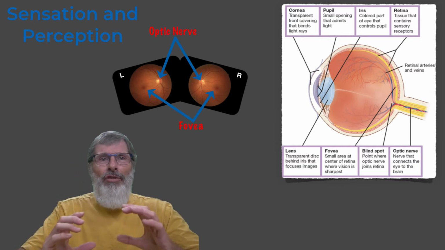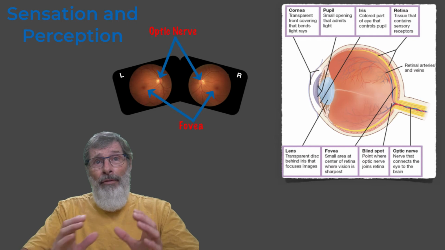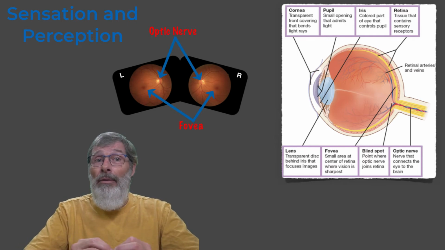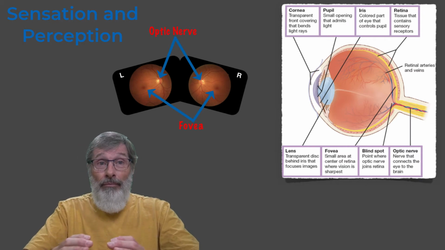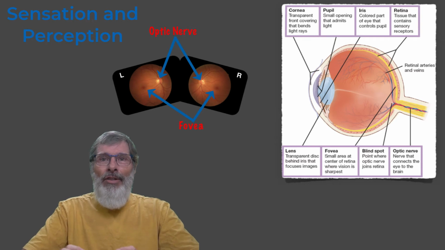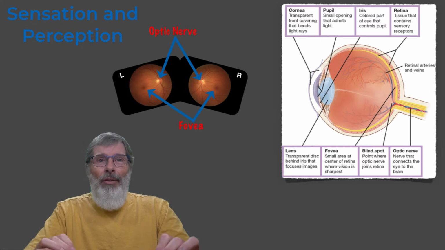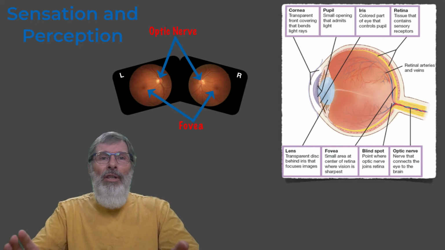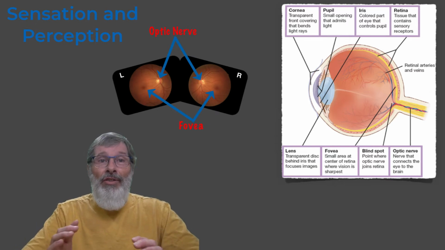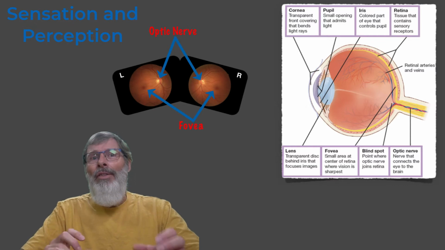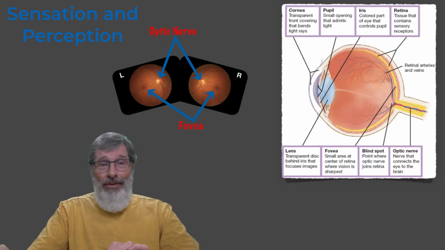The lens changes shape as it focuses the images of objects from varying distances onto the retina, a thin membrane containing sensory receptors for vision. The retina contains several layers of cells: the rods and the cones, bipolar cells and ganglion cells. All of these are neurons. Now, the rods and cones respond to light with chemical changes that create neural impulses that are picked up by the bipolar cells. Now, these then activate the ganglion cells.